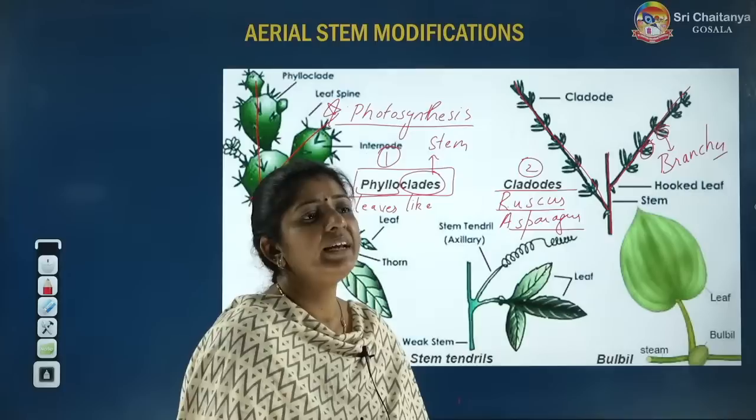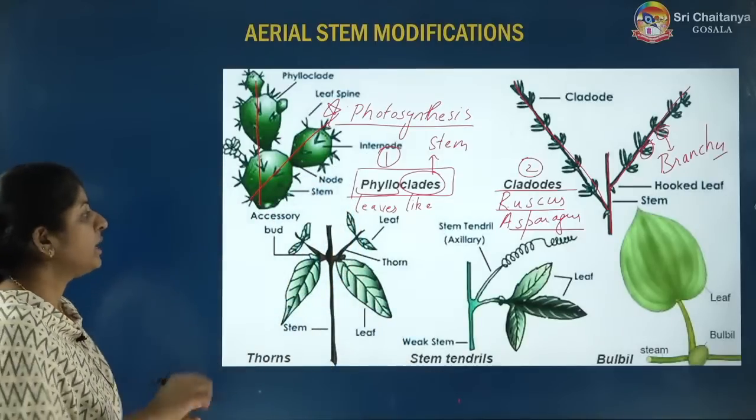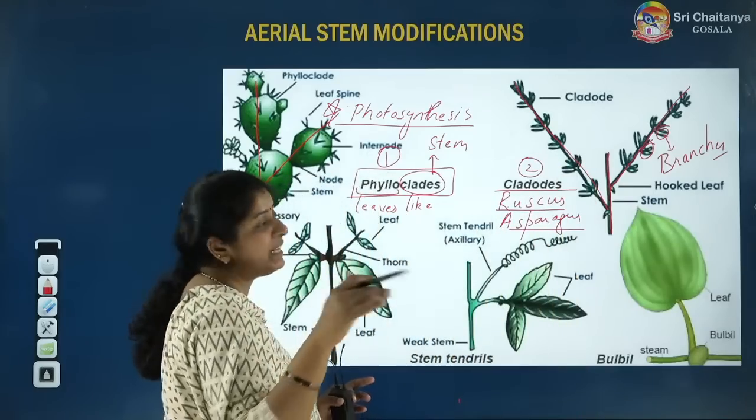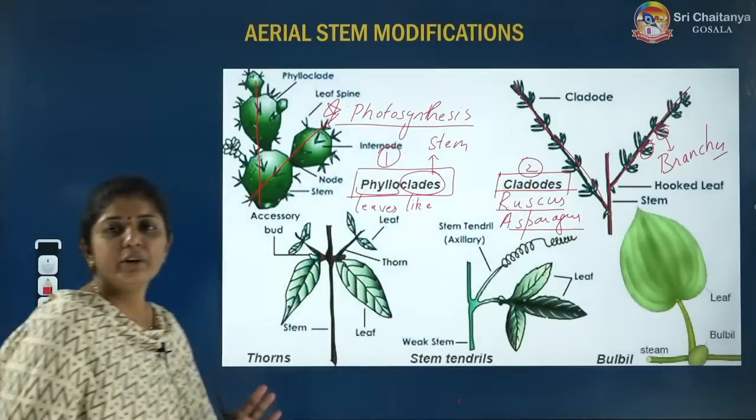So here, you are asking about radish and carrot. That is a modification of root, not of stem. Fine. So cladode, the main stem is a normal stem, but when the branches become photosynthetic, that you call cladode.